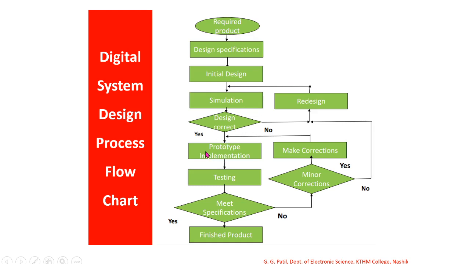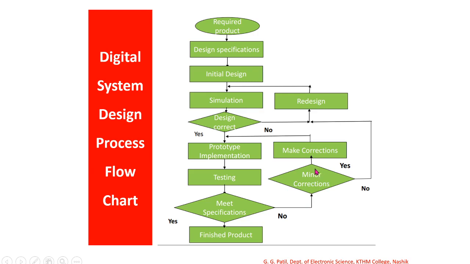If it is correct, implement the prototype, prepare the prototype, and the testing of the prototype is done. After that, again we have to check whether it meets the specifications we expect from the design or not. If yes, the product is finished, we can go for implementation of that product, and if some error is there, then according to the level of error we can make a correction accordingly.